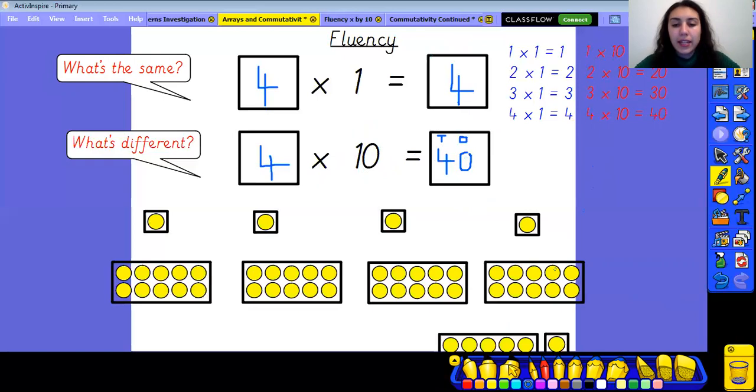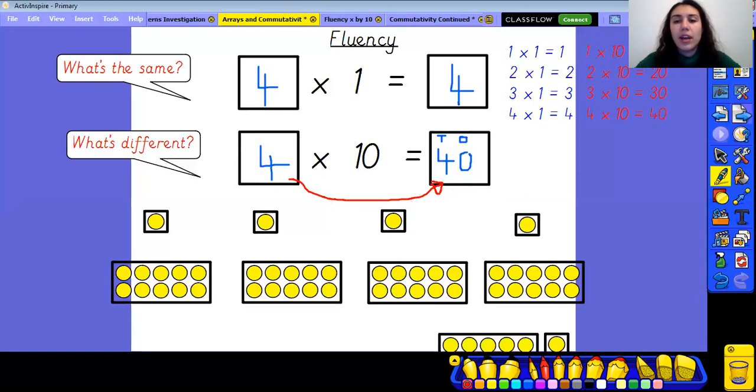So what I really want you to notice here is the fact that when I times by 10, what's happening from that first factor is that it's getting 10 times bigger. So what happens is we have to put that 0 on the end to make our 4 turn from 4 1s into 4 10s. So what's happening is we are adding that 0 onto the end.